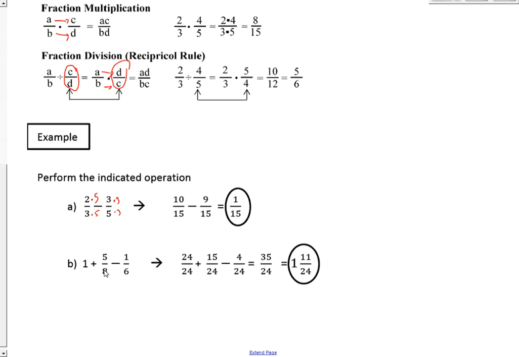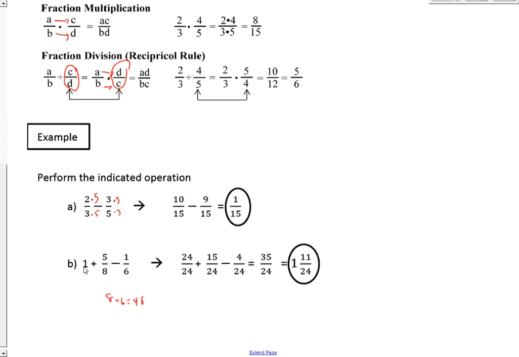Looking at the second example, we have 1 plus 5/8 minus 1/6. I could change the 1 into a fraction, but I could look at my denominators here. If I did 8 times 6, that would be 48, which would work, and that would be fine. We would just have to simplify later. But if I can look for a number that these both go into that is smaller than 48, then I might not have to simplify later. So if I think about it, 8 goes into 24, and so does 6. I can change all my denominators to be 24.